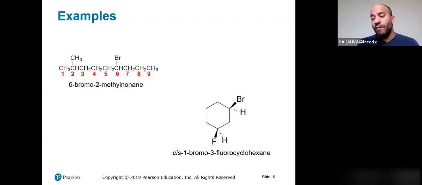Because if I leave the word cis, what if I have the bromo down and the fluoro also down? Does that mean that structure is the same exact structure as this one? Of course not. These 2 are actually enantiomers. So that's why it's better to label the stereo center rather than having the word cis or trans.